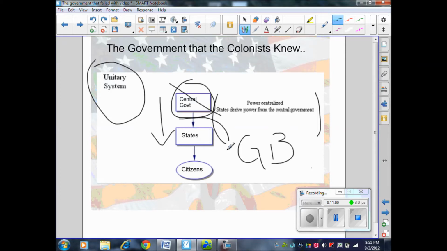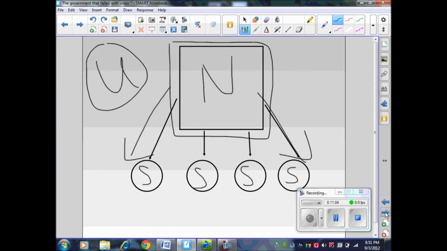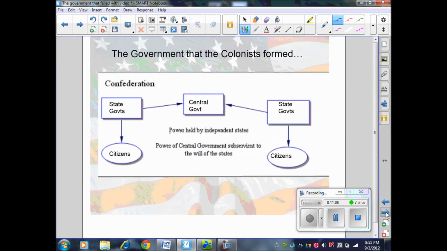Instead, they're going to create all the power on the state level, which is why they created the kind of government that we call a confederation, which is the exact opposite of a unitary. So we're looking here at what the colonists actually created, which is a confederation, and that's where you're seeing all the power coming from the states.